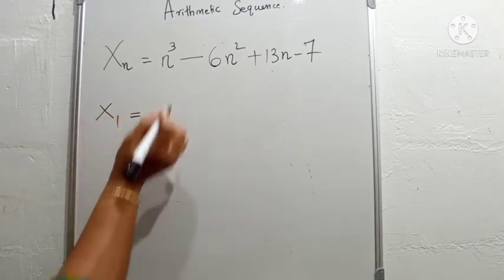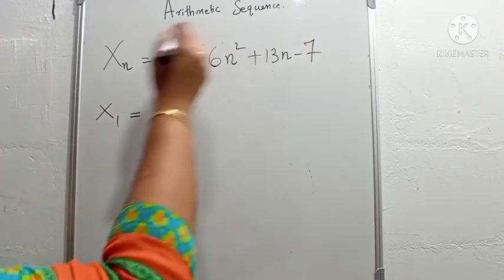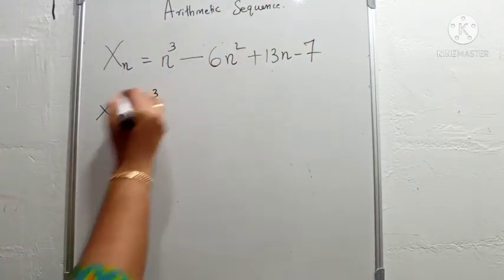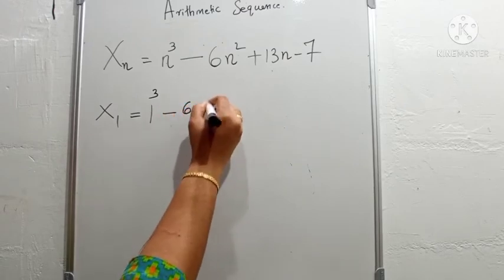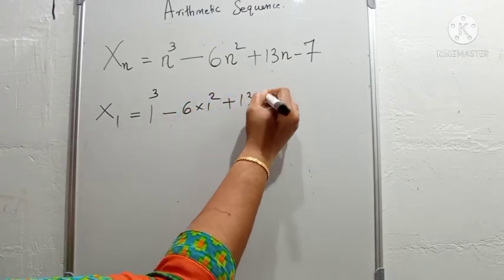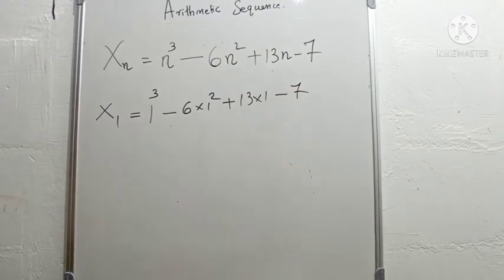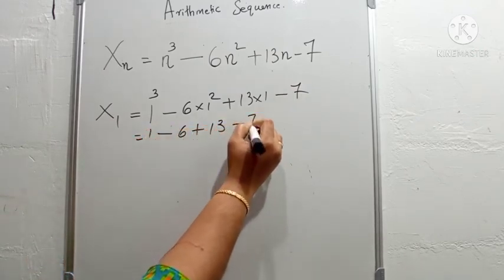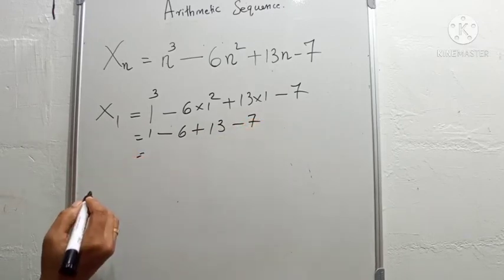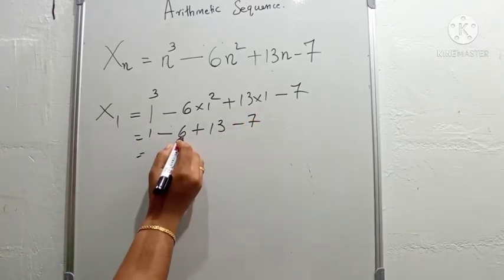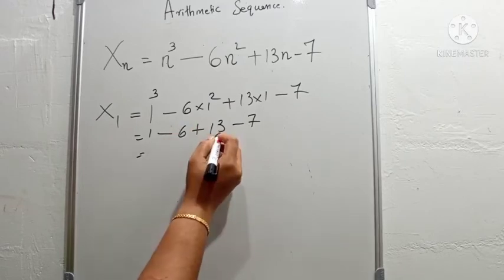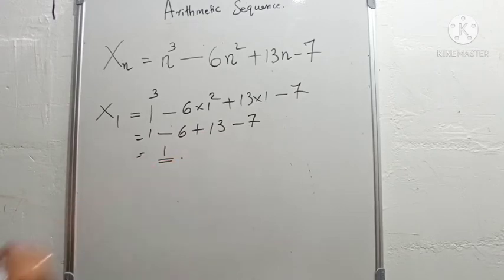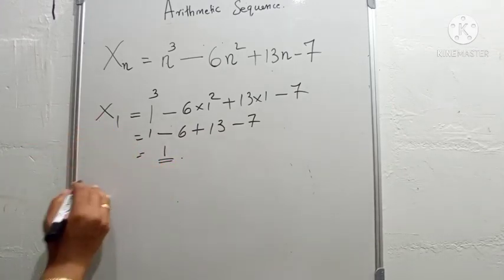x1 is equal to, in the place of n, I'm substituting the value 1. That is 1 cube minus 6 into 1 square plus 13 into 1 minus 7. That is equal to 1 minus 6 plus 13 minus 7. 1 minus 6 is equal to minus 5. Minus 5 plus 13 is equal to 8. 8 minus 7 is equal to 1. So the first term is equal to 1.